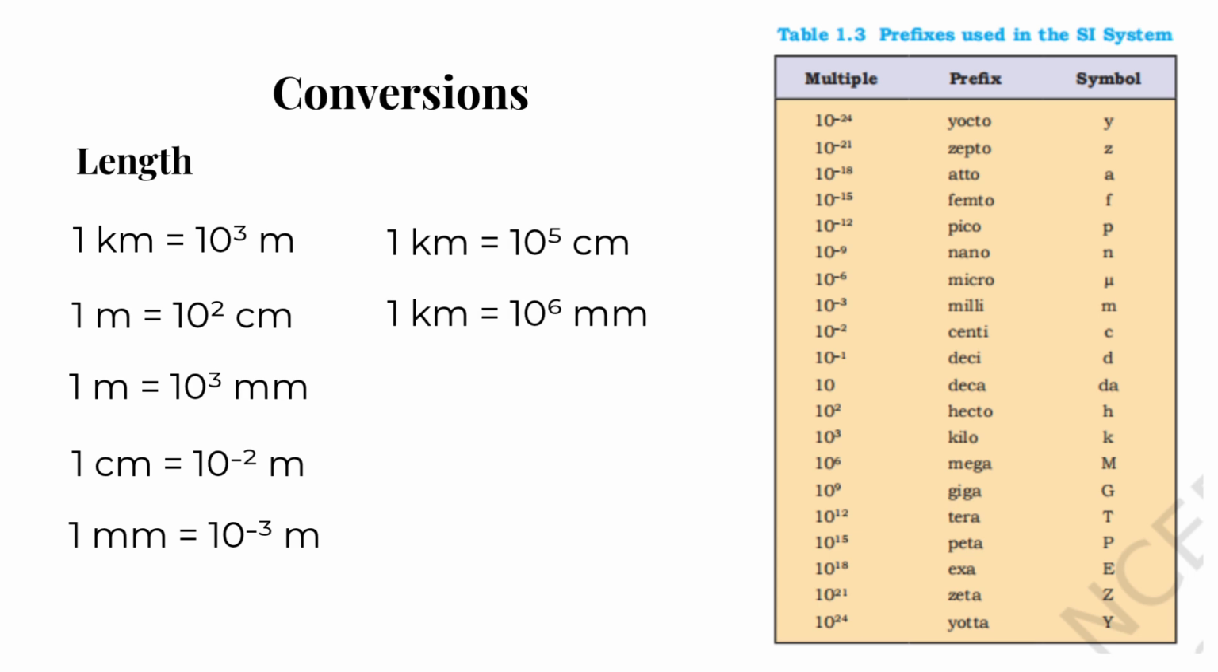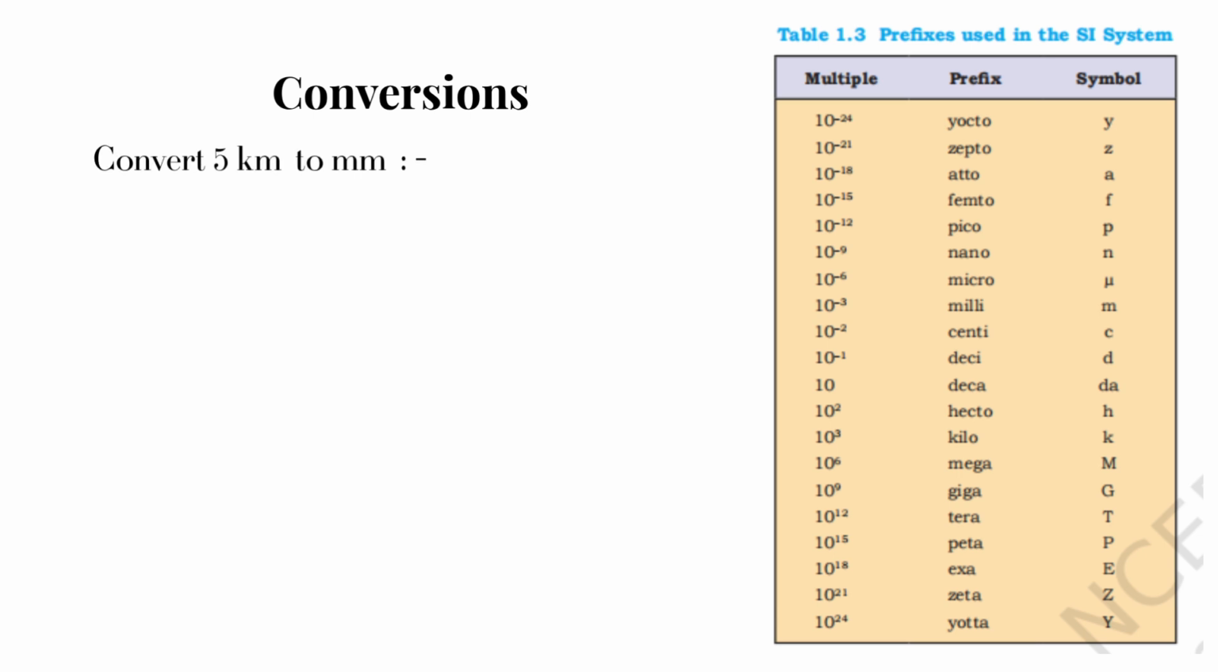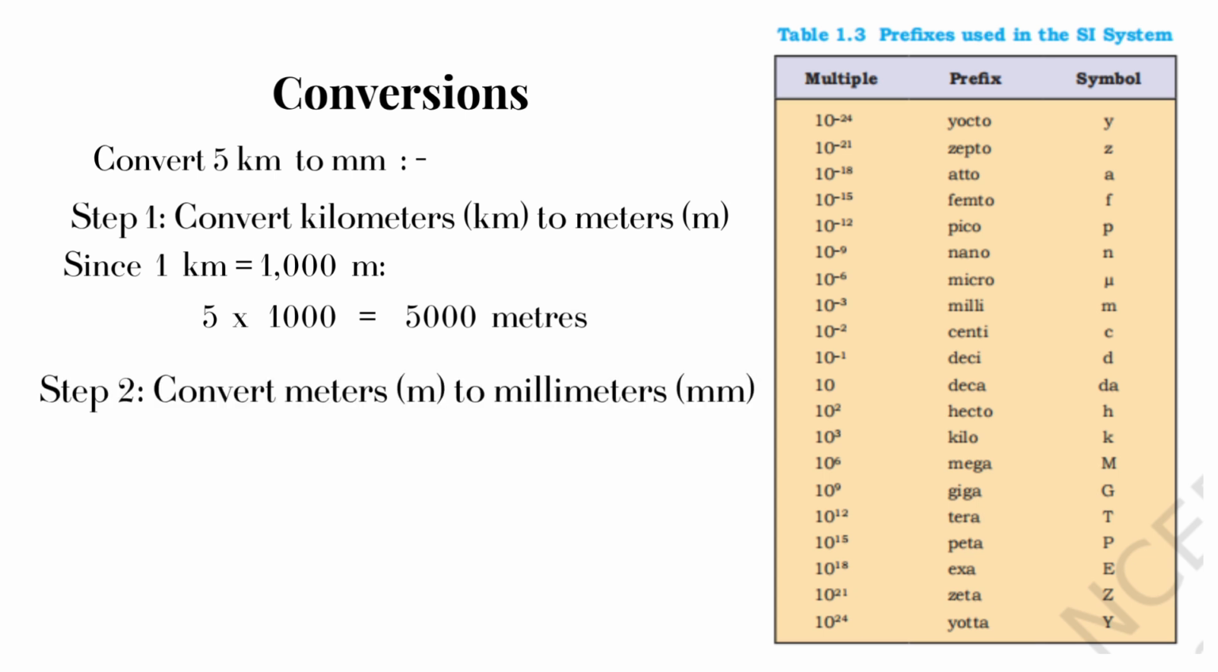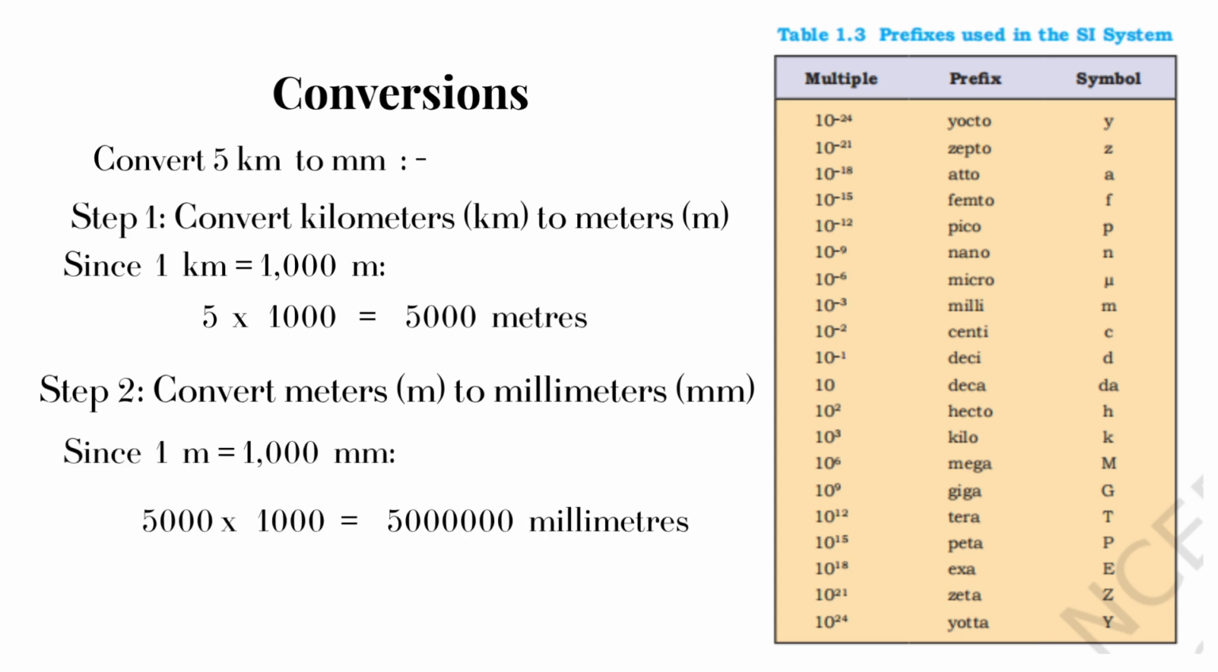Now let us solve an example. We have to convert 5 kilometer into millimeter. Now try to convert first kilometer into meter. So since 1 kilometer is equal to 1000 meter, therefore 5 kilometer will be equal to 5000 meter. Now convert meter to millimeter. Now since 1 meter is equal to 1000 millimeter, therefore 5000 meter will be 5 into 10 to the power 6 millimeter.